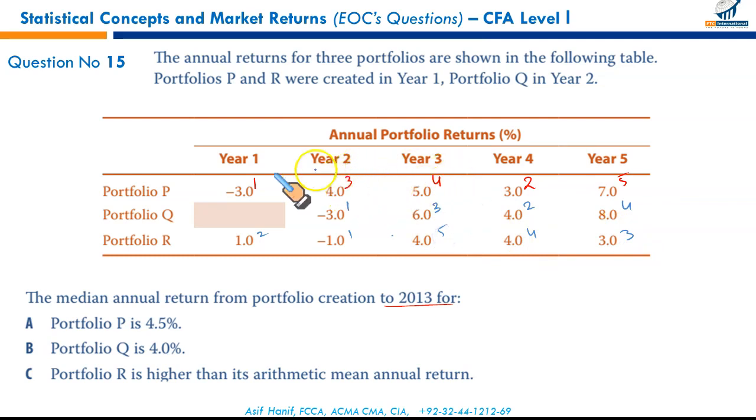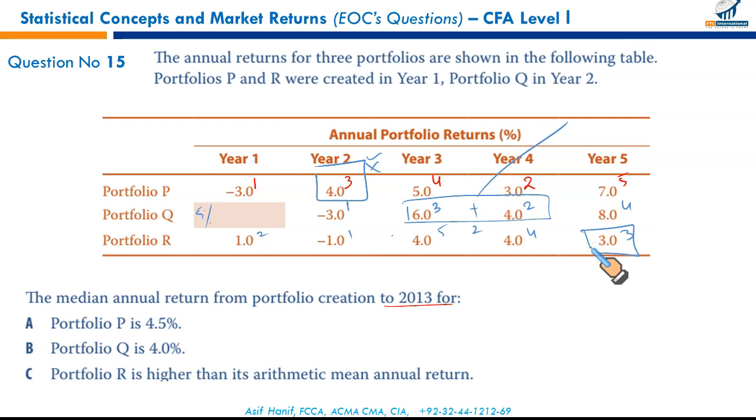Now, in this case, since there are 5 values, this is the middle number. This is the median for portfolio P. Portfolio Q, there are 2 numbers, 2nd and 3rd. They must be combined and divided by 2. 6 plus 4, 10 by 2, 5. So the median for portfolio Q is 5%. Lastly, we have portfolio R, and there are 5 observations, and the middle number, the third, is right here.